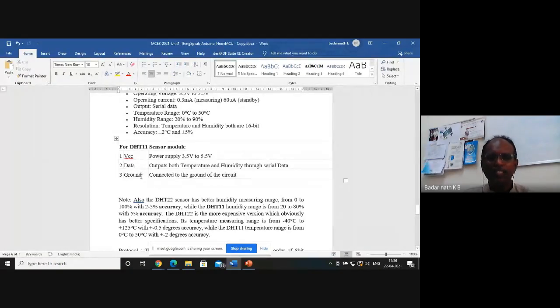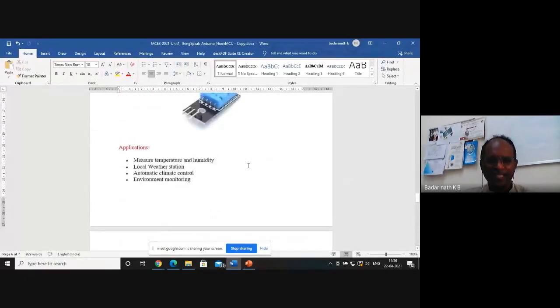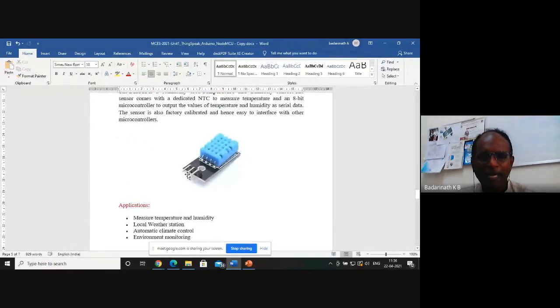What is the range of voltage? 3.5 to 5.5 volts. Since RPi provides 5 volts, I can connect the VCC pin to the 5 volts and the ground pin to the ground pin of the RPi. Now there's one pin called data. It outputs both the temperature and humidity through the serial data. That is one pin, the middle pin, called the data pin, which gives me the data in the digital format, both the humidity and the temperature.